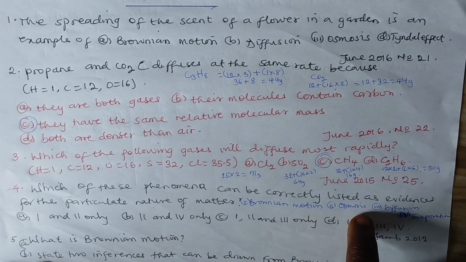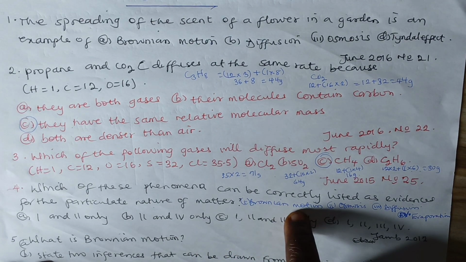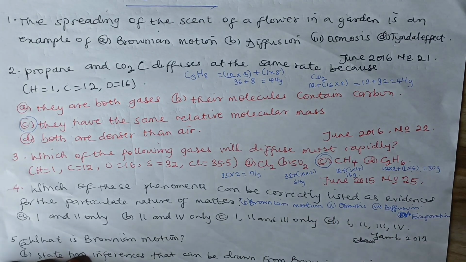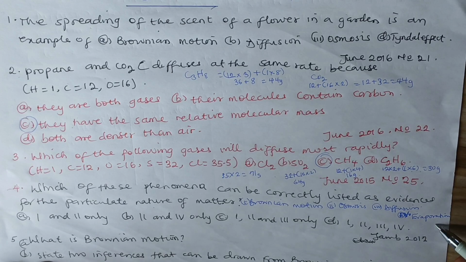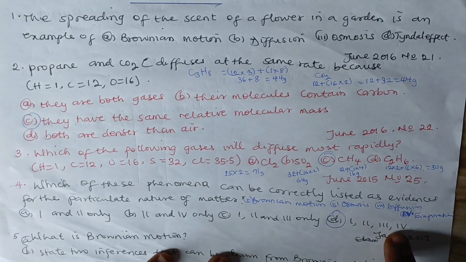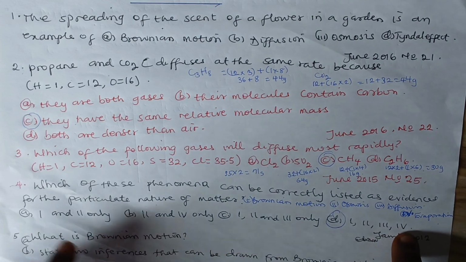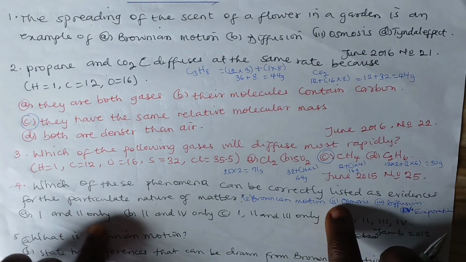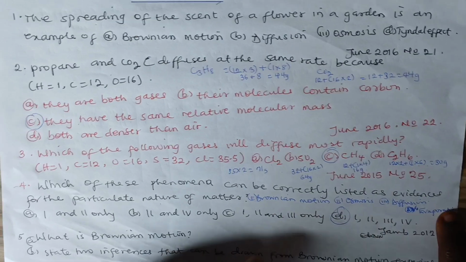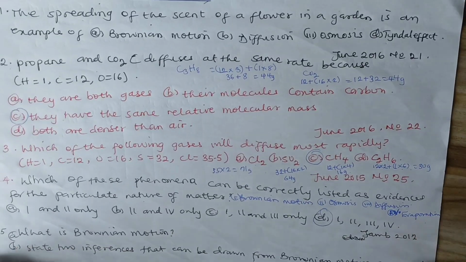Brownian motion, yes. Osmosis, yes, because they all support the fact that particles are always moving. Diffusion also supports that. Even evaporation supports the fact that particles are always moving. So the best answer is option D, which is 1, 2, 3, and 4. Option 1 and 2, no. Option 2 and 3, no. Option 1, 2, 3, no, because all of them support the kinetic theory of matter.